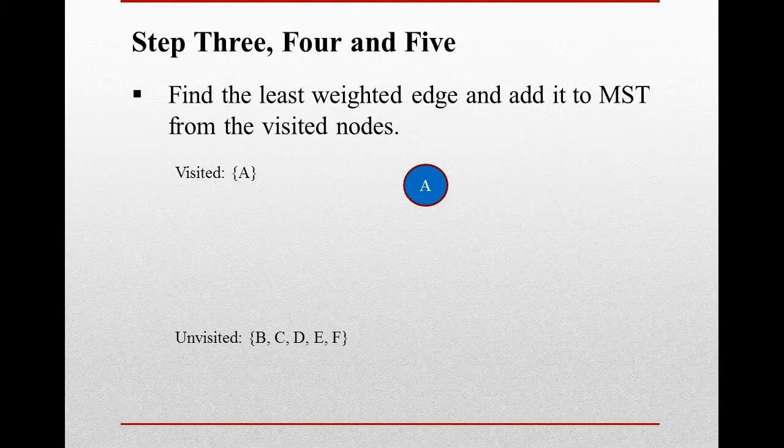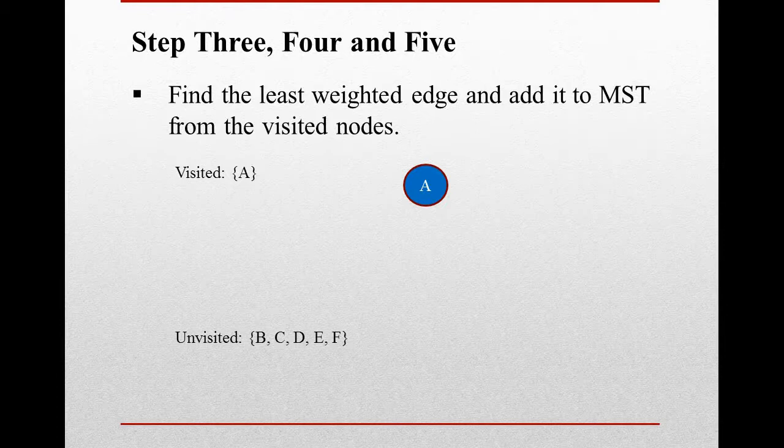So now we updated the visited set to A because that's already visited. At least we began our journey from this vertex, so we added it to the visited set. The unvisited set is obviously the set of remaining vertices B, C, D, E, F. Now what is the next step?